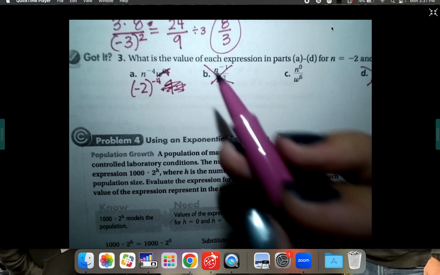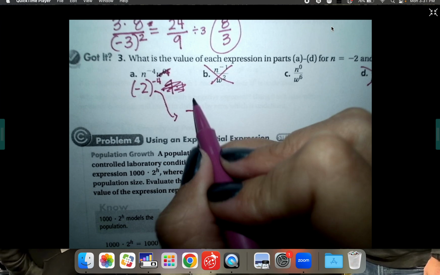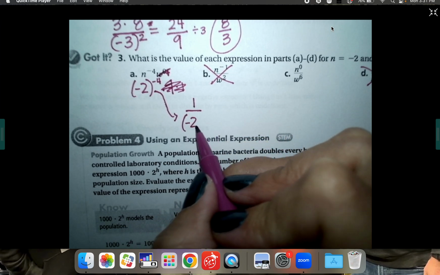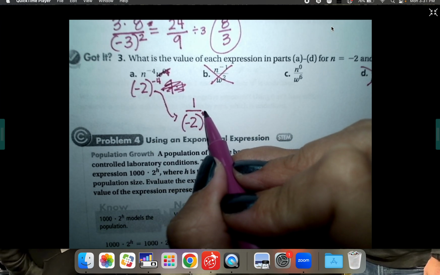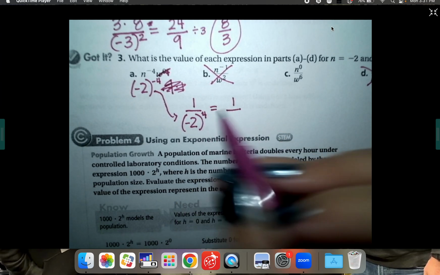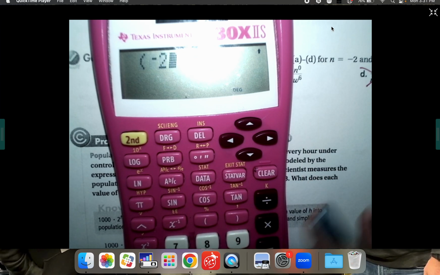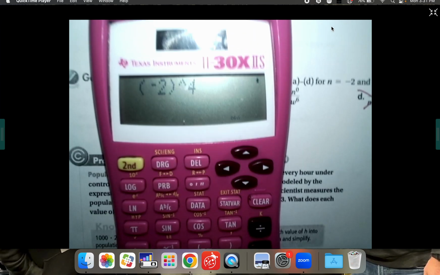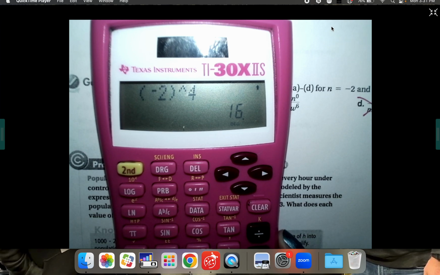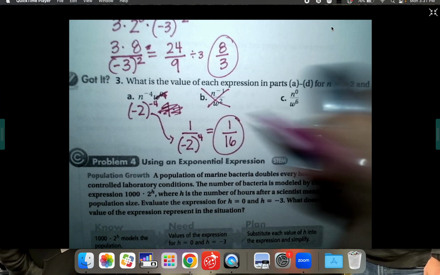-2 to the -4th is going to flip to the denominator and become 1 over -2 to the, now it's going to be a +4th. So I can go ahead and work that out. -2 to the 4th power is 16. -2 times -2 times -2 times -2 is +16.